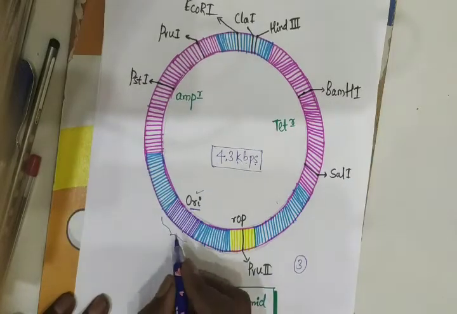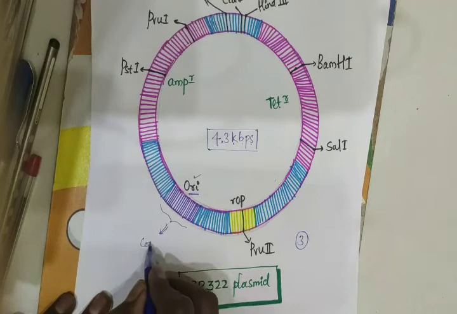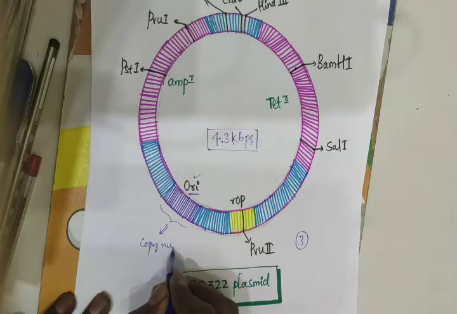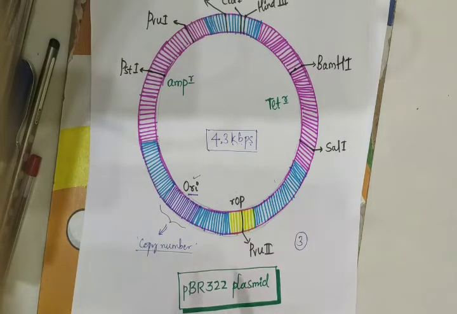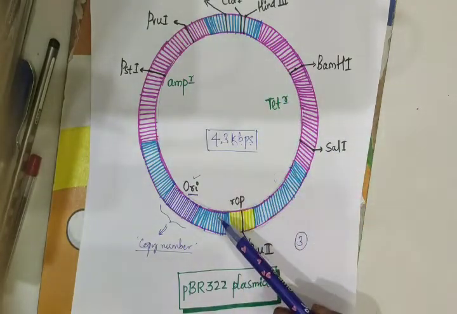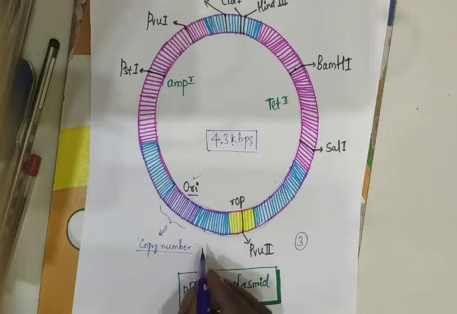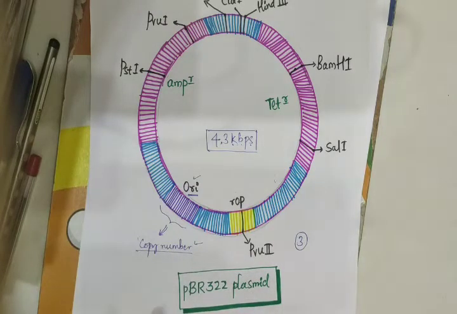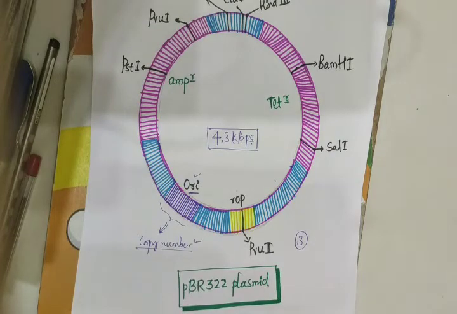And this origin of replication will control copy number. What is it going to control? Copy number. That means how many times this plasmid is going to replicate, how many times this plasmid is doubling, we will refer to that as copy number. That copy number is decided by the origin of replication.